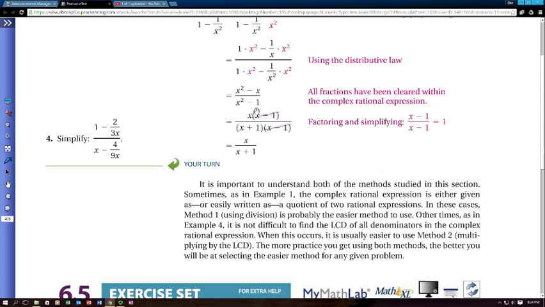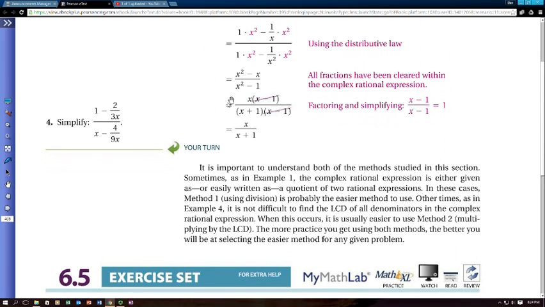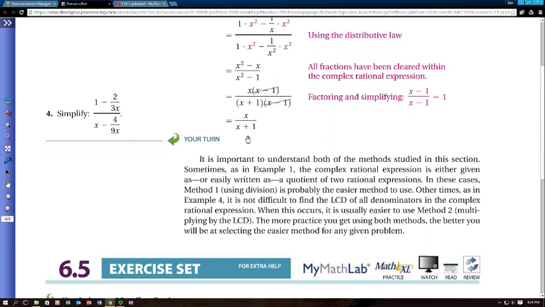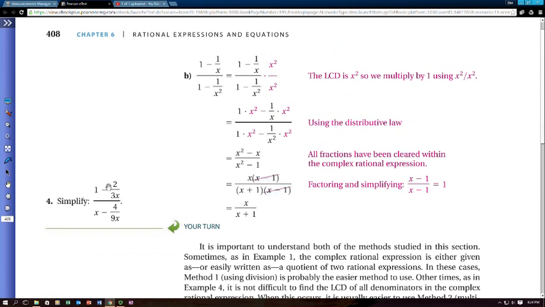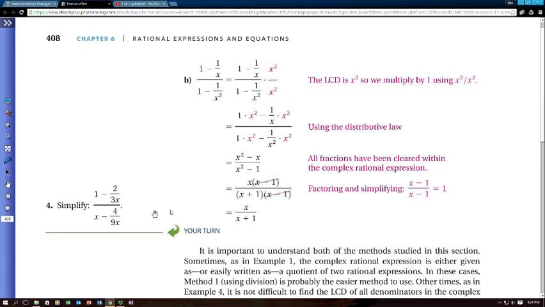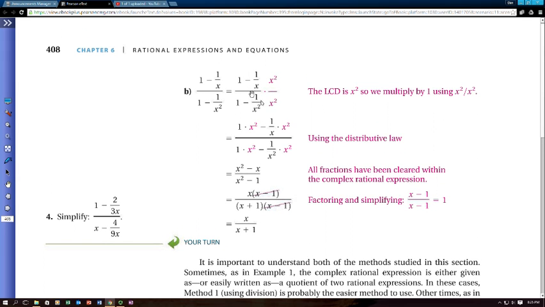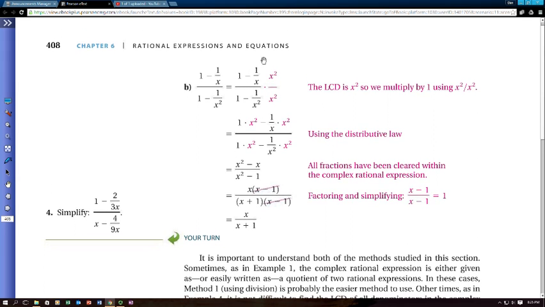What can I do with binomials? I can look for difference of squares, sum and differences of cubes. This happens to be difference of squares, which is easy to factor. Hey, I got a common factor of x minus 1 over this denominator of x minus 1. So I get x over x plus 1. This is definitely, when I look at this one, and then if you want to try it again, here's another one, but this is definitely the best method for these things.